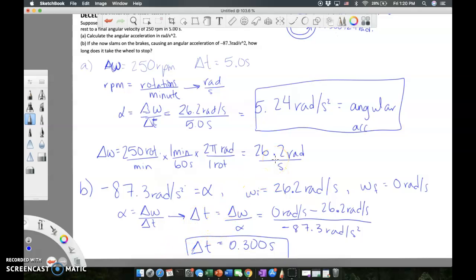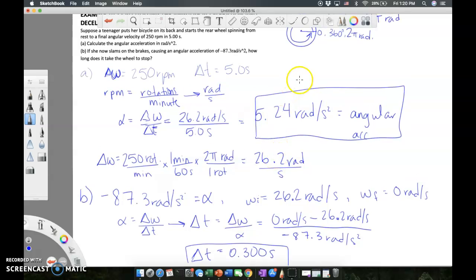Alright, so that was our first example. Since I don't have much time left, I will go ahead and stop this recording and then continue on with our second example.